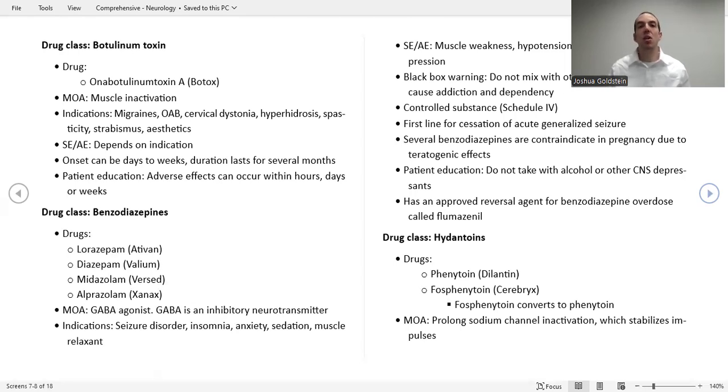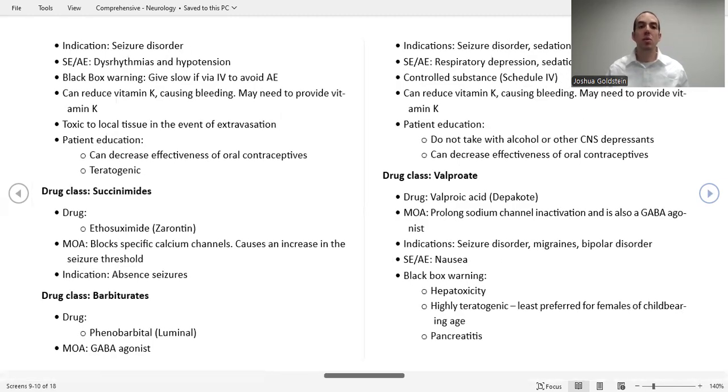So it makes the sodium channel inactive for a longer period of time, meaning that the impulses have to slow down. They can't be rapid fire, and it stabilizes the brain that way and reduces seizure activity. What do we use this for? Obviously, we use this for seizures. The adverse effects are going to be hypotension and dysrhythmia.